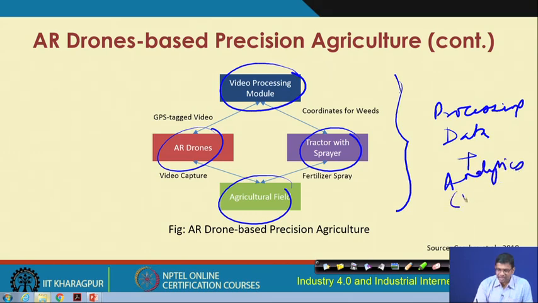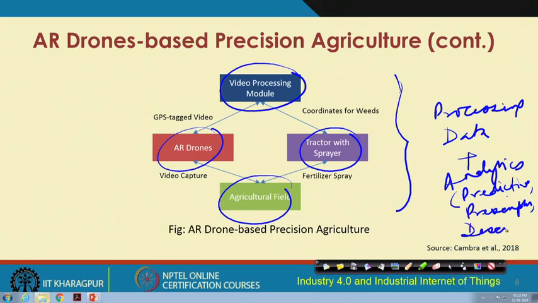These analytics could be again predictive, or they could be prescriptive, or descriptive. This architecture does not talk about so many different types of analytics, but gives a common architecture which we could extend to implement all these different types of analytics using their solution.